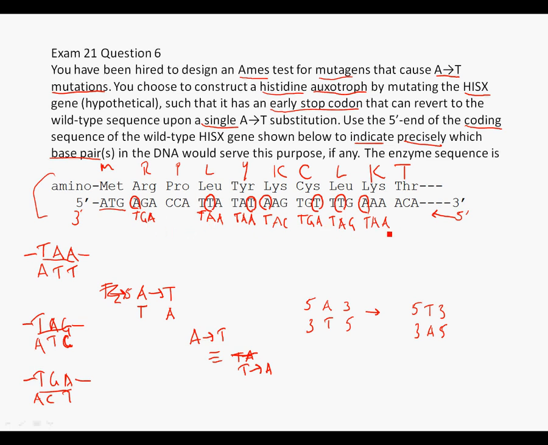A stop codon would be introduced such that when there's an A to T mutation, a substitution, in either strand, either the coding strand or the non-coding strand, we would revert to wild type. That's what we're looking for. So how would this work?